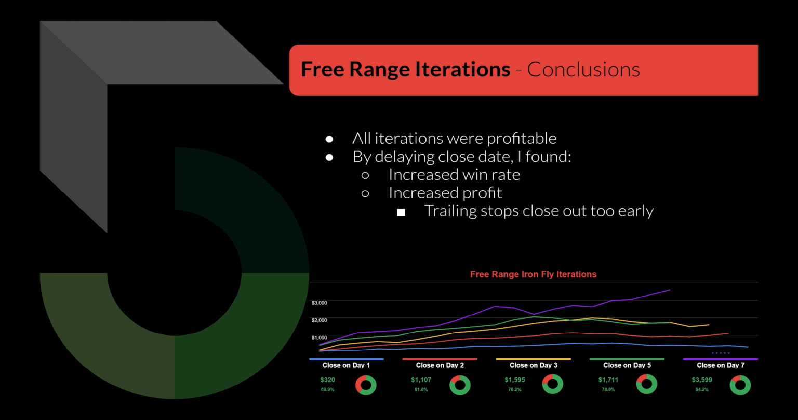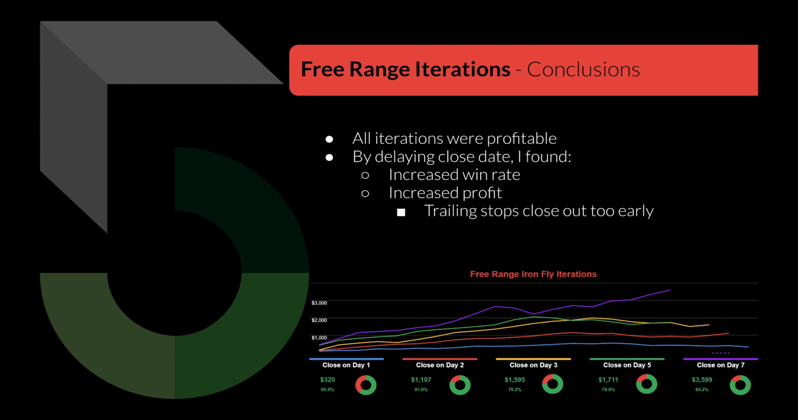So what I found with this iteration set, especially compared to the trailing stop iteration set, is that the stops close out too early, whether it's a profit target or it's a trailing stop. It just seems to close out too early.